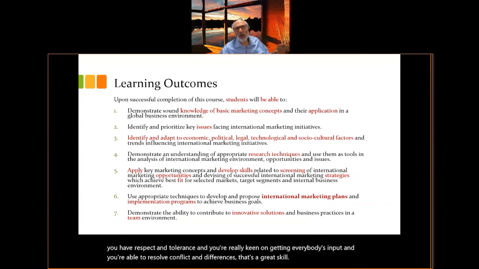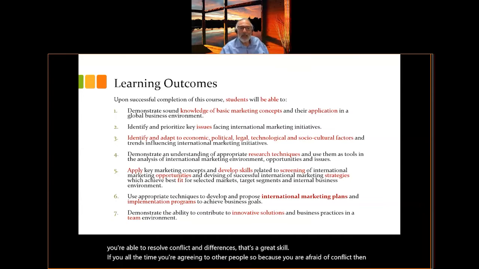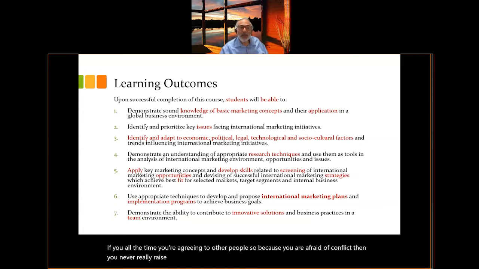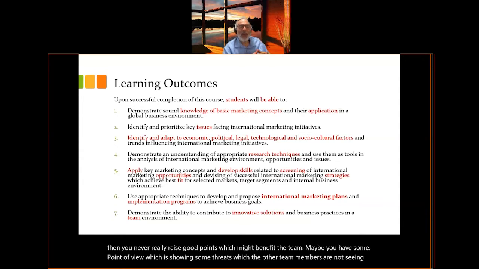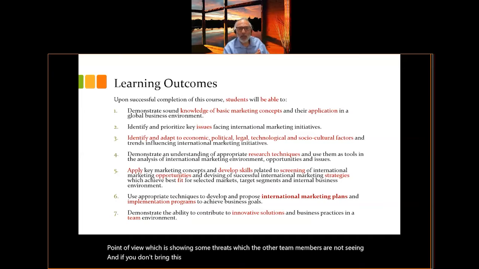If you're agreeing to other people all the time because you're afraid of conflict, then you never really raise good points which might benefit the team. Maybe you have some point of view which is showing some threats which the other team members are not seeing. And if you don't bring this in time, then they don't take the precautions, and then the whole company maybe faces a big problem. And it could have been avoided if we just listened to one another.